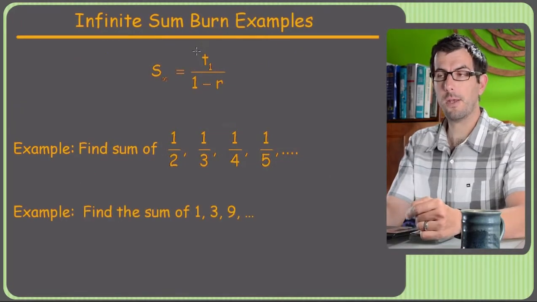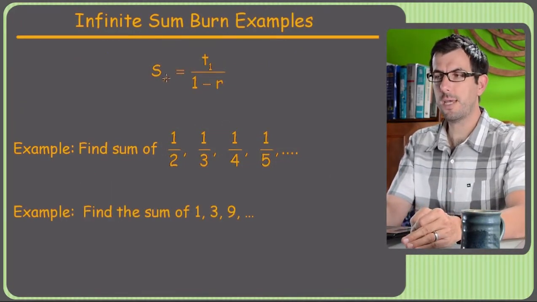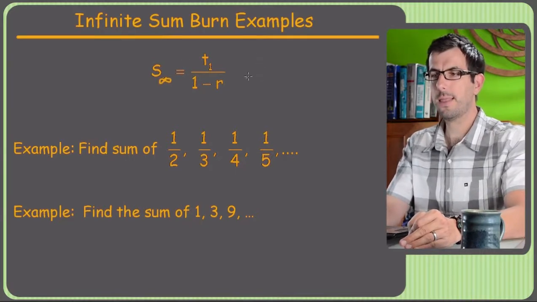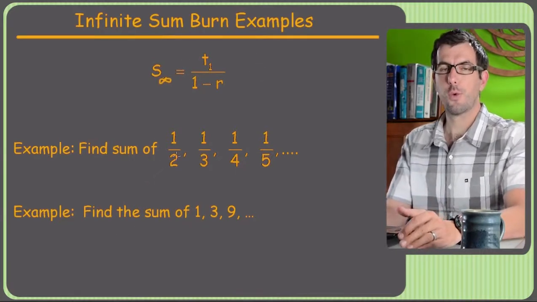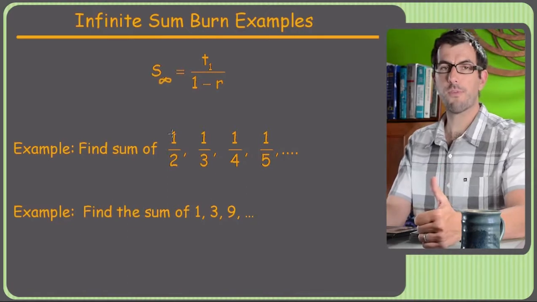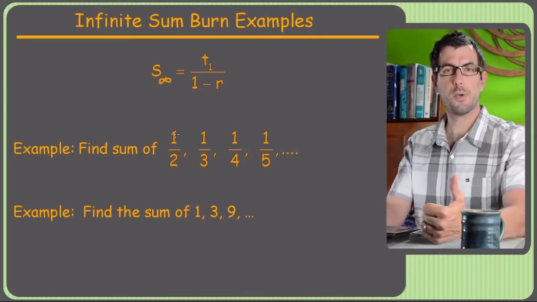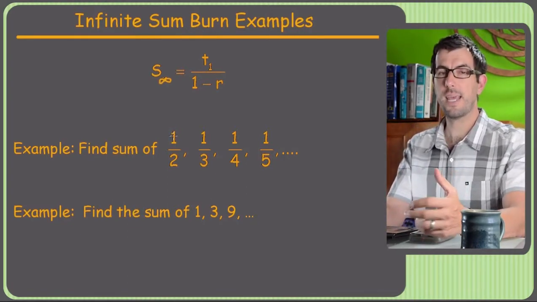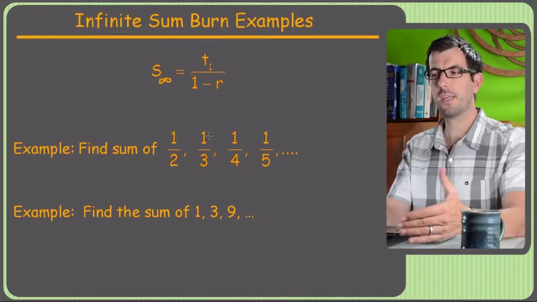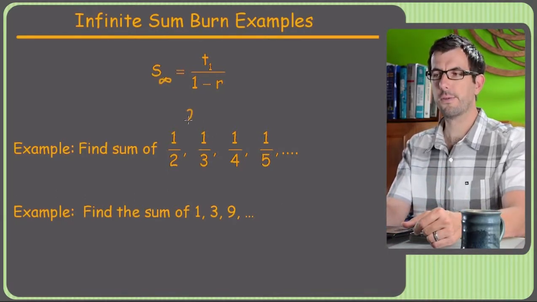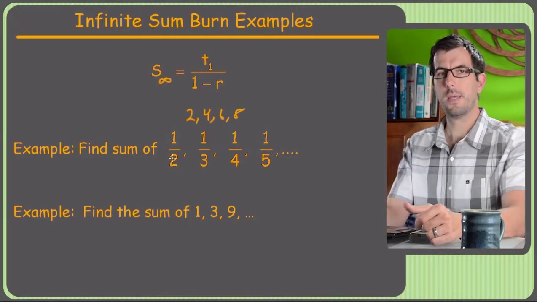But here's the big burn. R has to be less than 1, like I just said. So let's look at a couple examples where they're going to try and burn you. Now, this does not work for arithmetic sequences. So the first burn a teacher could try and pull on you is to ask you for the infinite sum, but then give you an arithmetic sequence, like 2, 4, 6, 8. That just keeps getting bigger and bigger forever. So no way that would have an infinite sum.